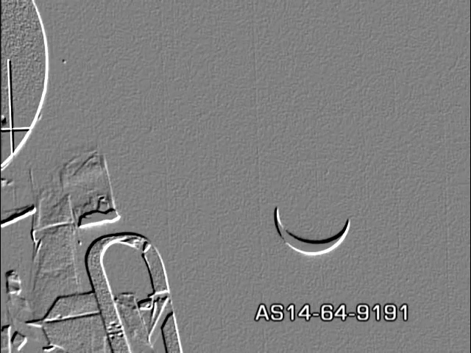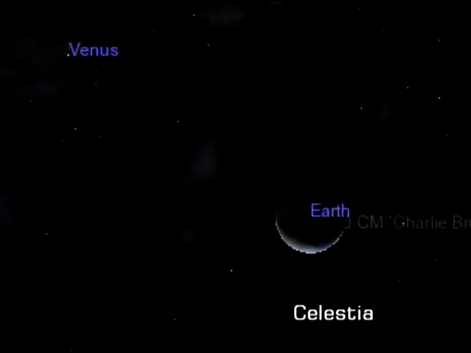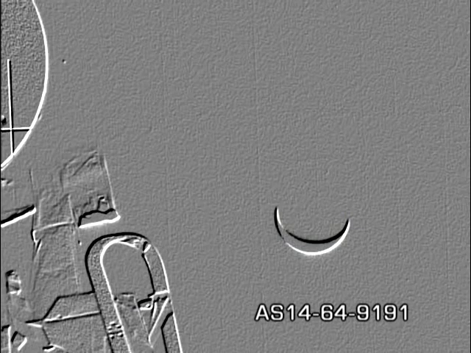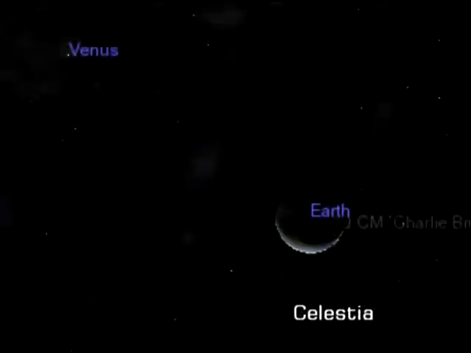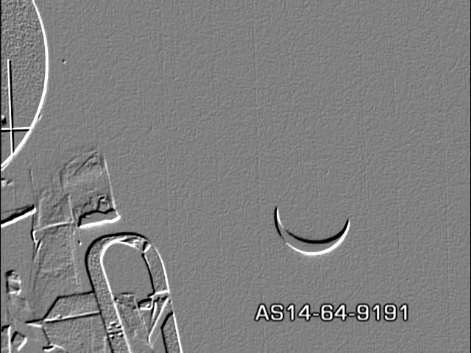Now, let's compare the first image with our still from the Celestia program. Although the phase and position of the Earth are the same, Venus is clearly not in the right place, and is off by thousands of kilometers northeast.